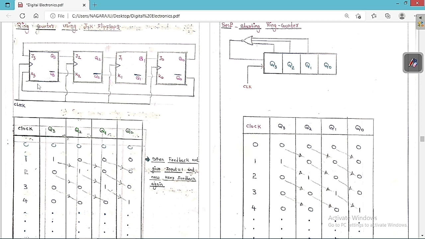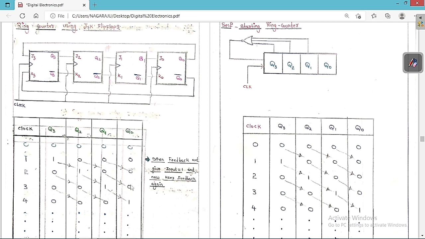If I give the clock, then this 1 is going to travel to here. So this is 1, and this 0 travels here. This 0 travels here. This 0 travels here. Similarly, if I give the next clock, this 0 travels to here. This 1 travels to here. This 0 travels here. This 0 travels to here. Similarly, for the next clock, this 0 travels to here. This 0 travels to here. This 1 travels to here. This 0 travels to here. This creates a right shift.